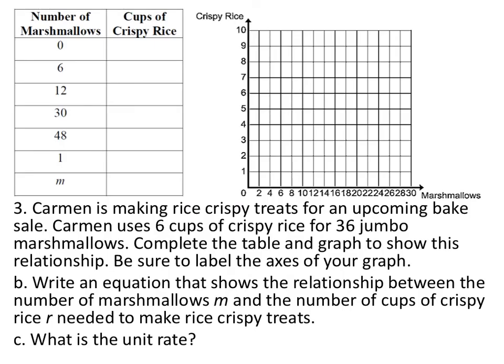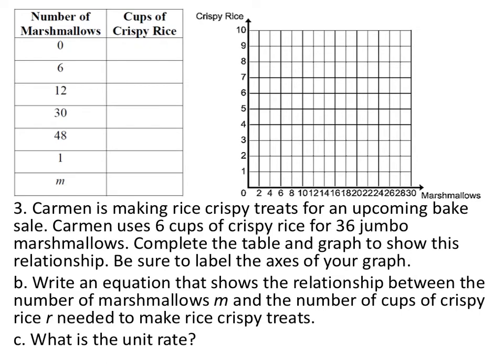All right, let's go through this one. Carmen is making Rice Krispie treats for an upcoming bake sale. Carmen uses 6 cups of crispy rice for 36 jumbo marshmallows. Complete the table and graph to show this relationship. Be sure to label the axes on your graph, which we actually have already. We see that the marshmallows are the x-axis and the crispy rice is the y-axis. That's okay. We still need to label those, and if you're doing it by hand, you'd have to label it. And the scale is already given for us as well, which is pretty generous.